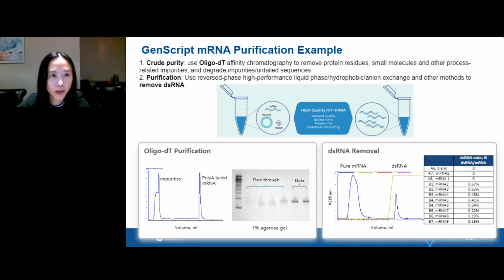And in GenScript, we have 2 ways. First is we offer crude purity. We use oligo-dT to remove all those residues I mentioned. And another purification is we use several methods, for example, anion exchange to remove dsRNA. And here we can see the picture of the results.